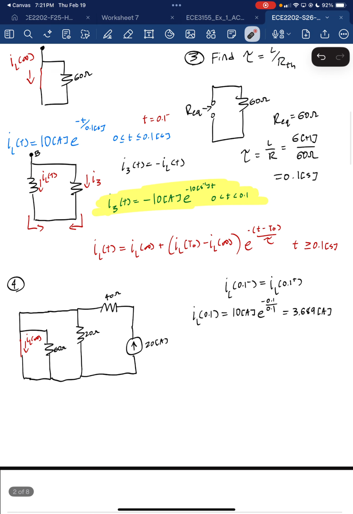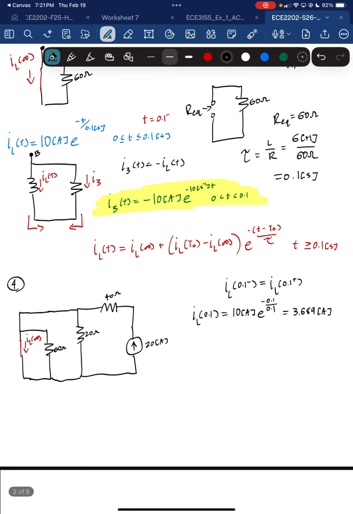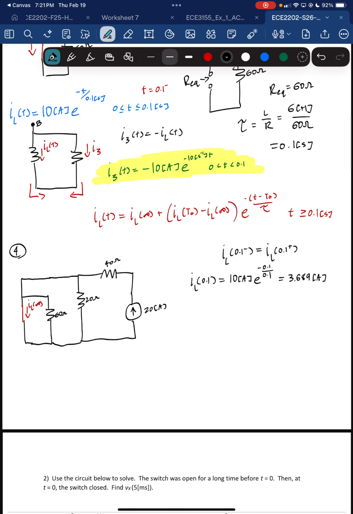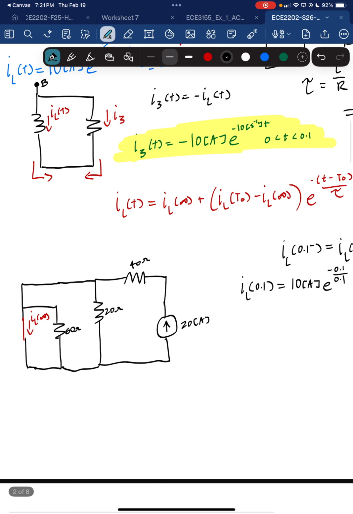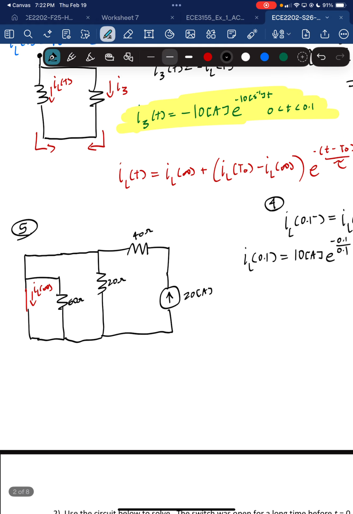So anyways, I digress. We found IL of 0.1. Now we find our IL of infinity. Let me do it like this: step 4, then step 5. Now we're finding IL of infinity. Let's simplify the circuit real quick. There's one thing we can do to make this a little bit easier.